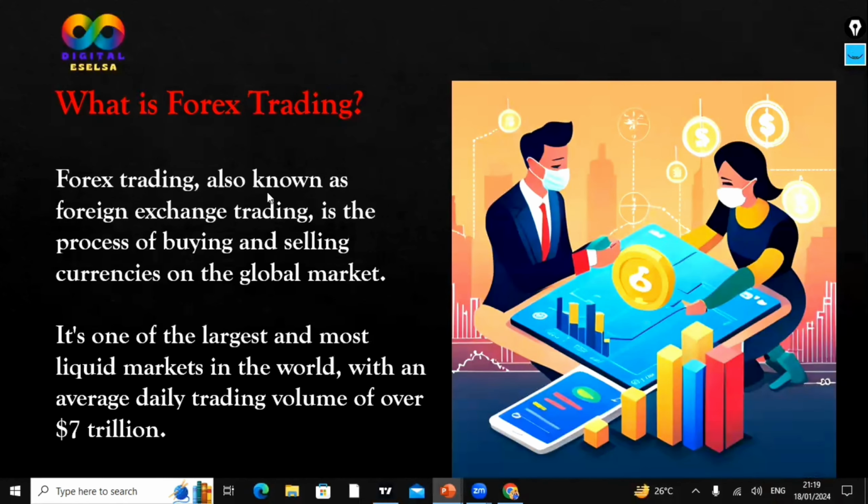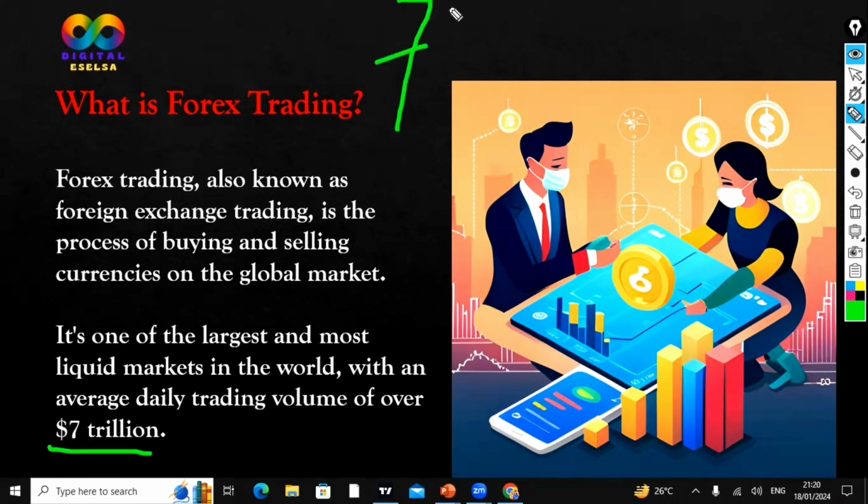Forex trading is also known as foreign exchange trading. It's the process of buying and selling currencies on the global market. It is one of the largest and the most liquid markets in the world. Like I used to say, the largest and the most liquid financial market in the world, with an average daily trading volume of $7 trillion.